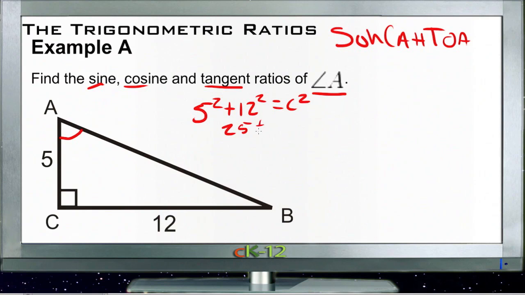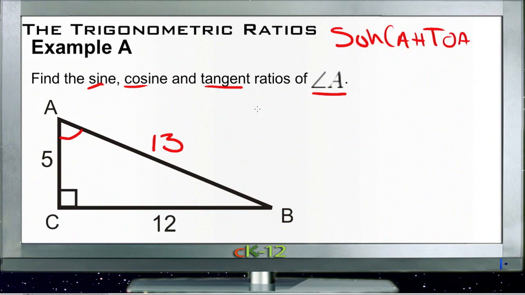So we have 25 plus 144 equals c squared. 25 and 144 is 169, I mean. c squared. So we take the square root of both, and we get 13 equals c. So that tells us that our long side there is 13 units. I'm going to delete this so we have a little more room in a little bit. So it's 13 units long.